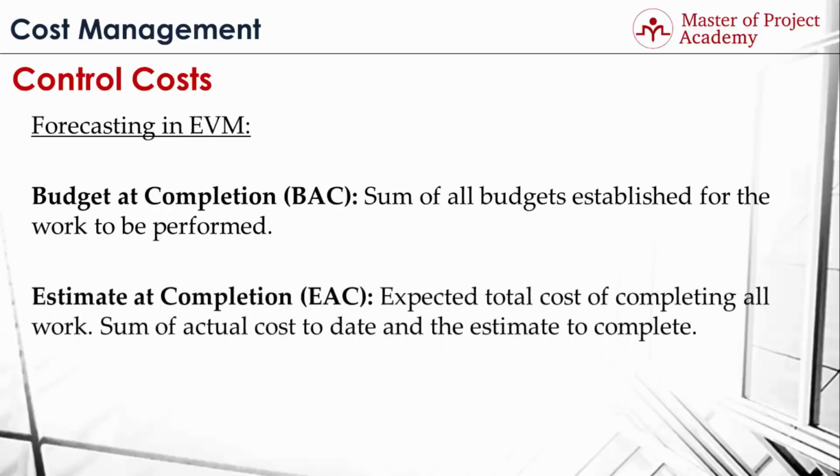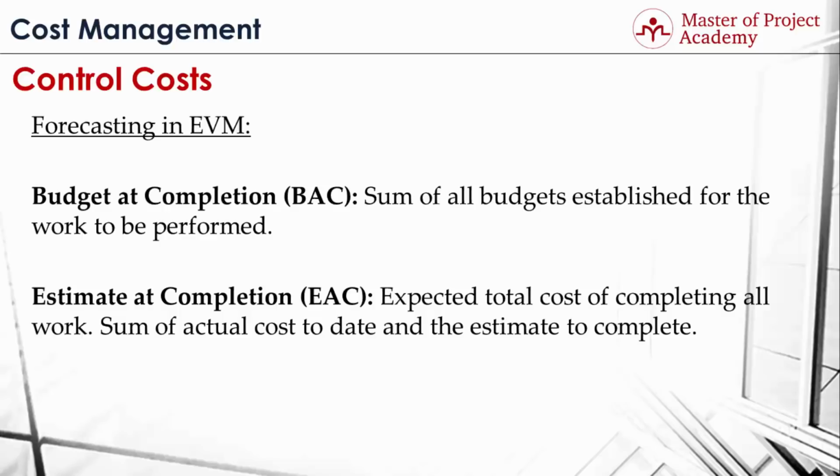Estimate at completion is abbreviated as EAC. Estimate at completion value of a project shows the total cost of completing all work, and it includes the sum of all actual costs to date and the estimate to complete.